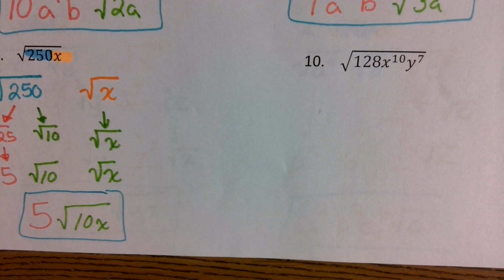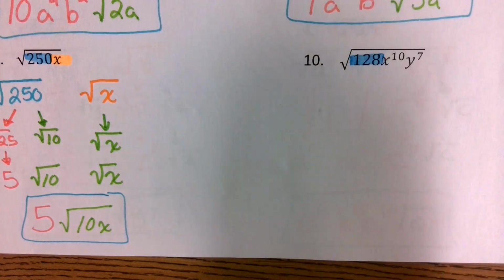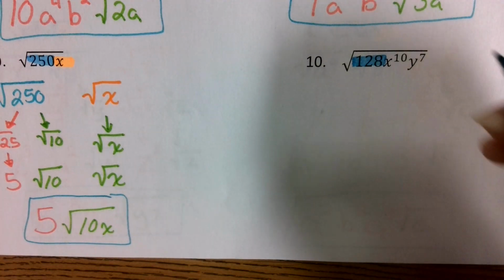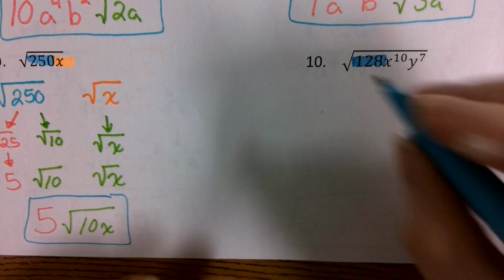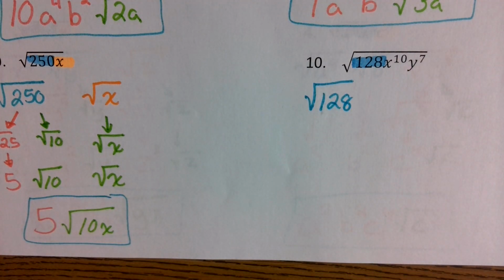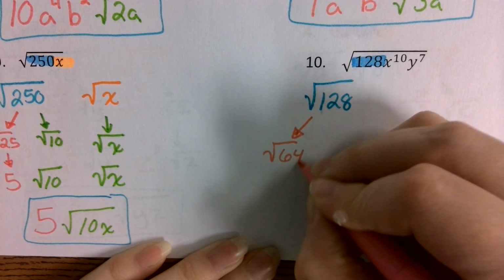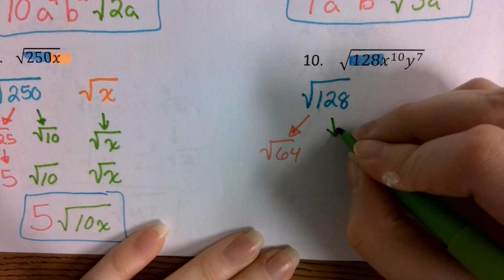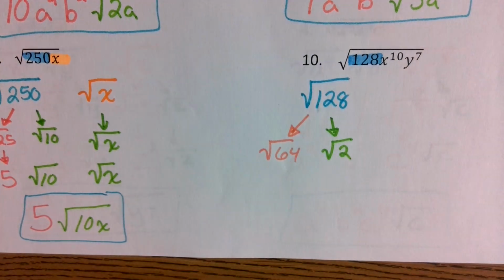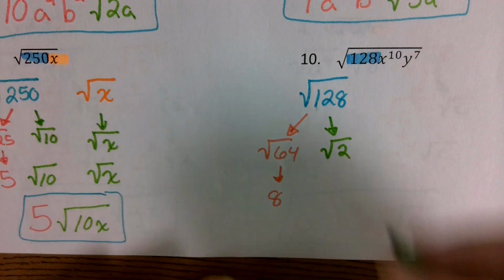Okay. Next one, 128. 128, Soo-Jung. How would you split up 128? 2 times 64. Good. Okay, so square root of 128 is going to be split up into 2 and 64. 64 being your perfect square, square root of 64. And 2 being the non-perfect square, square root of 2. Okay, square root of 64 is going to give us what, guys? 8. So we have 8 square root of 2.